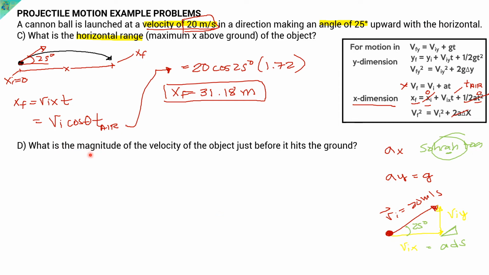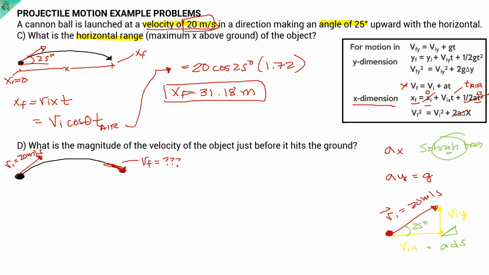fourth problem. What is the magnitude of the velocity of the object just before it hits the ground? Okay, just before it hits the ground. Meaning, let's illustrate that. If this is your cannonball and it's been fired as a projectile, okay, if it started with an initial velocity of 20 meters per second, our question now is, this part, just before it falls there, what is its velocity? So that's our question.